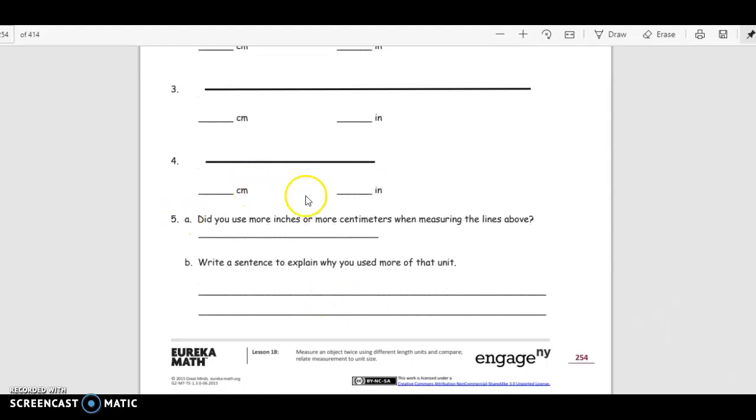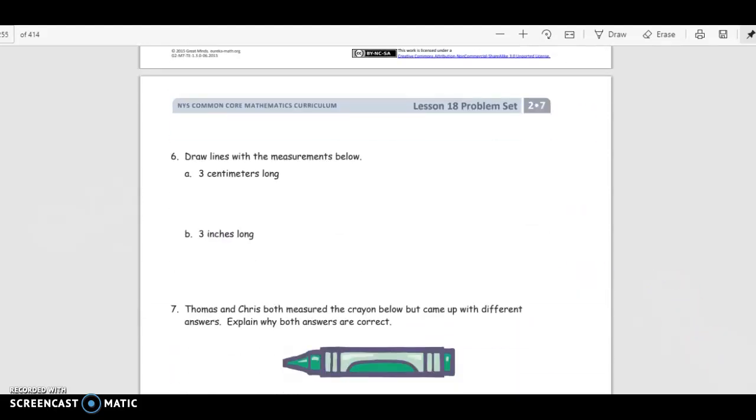Did you use more inches or more centimeters when measuring the lines above? So which had the higher numbers, and then write a sentence to explain why you used more centimeters or why you used more inches. The second page of the problem set, draw lines with the measurements below.